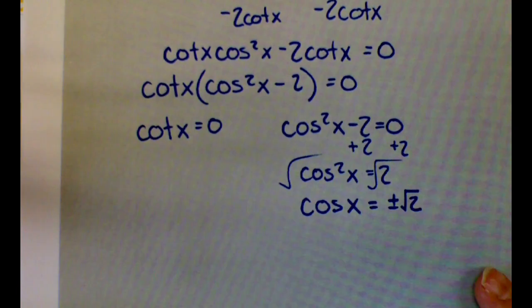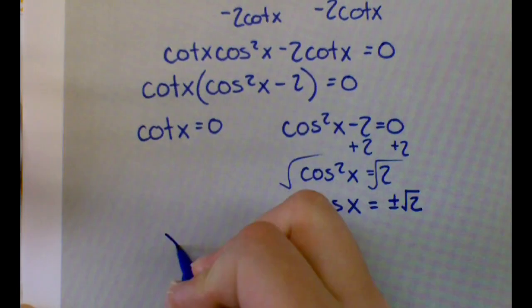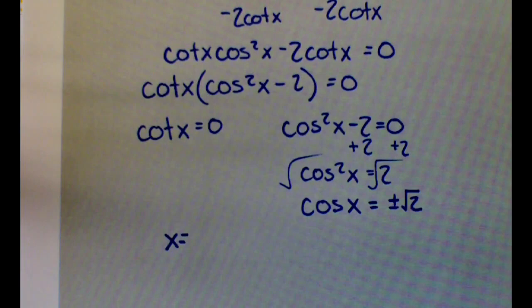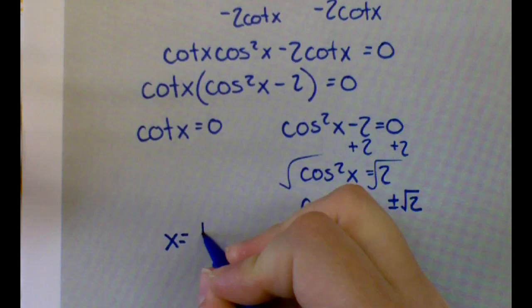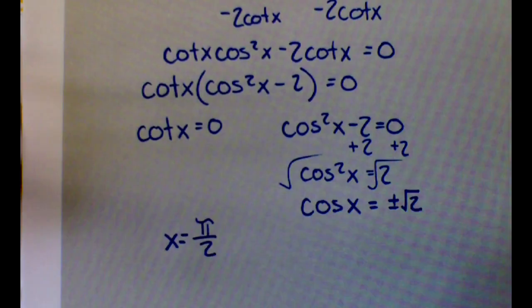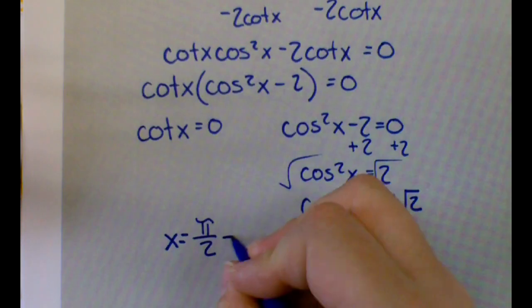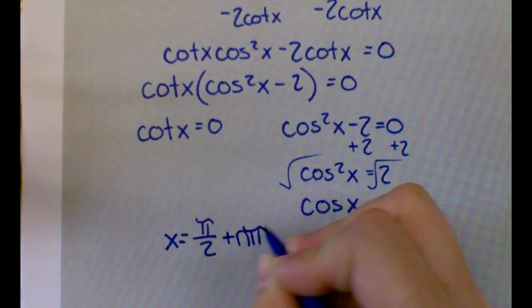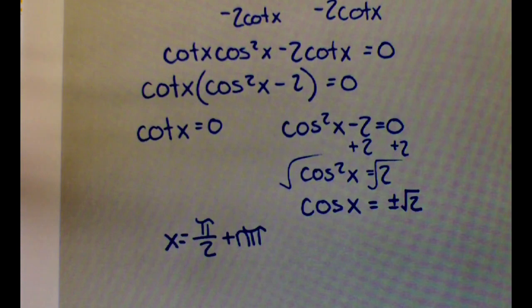Now I go to my handy-dandy unit circle. Where is cotangent of x equal to 0? Well, remember, cotangent is cosine over sine. So I want where the cosine is 0, which is pi over 2 and 3 pi over 2. And the period is pi, so I just go pi over 2 plus n pi.